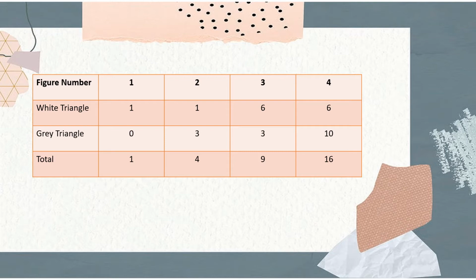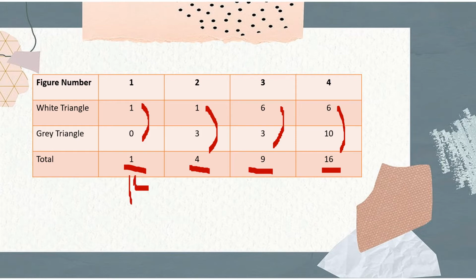So what we do first is we add both the number of white triangles and grey triangles and make a total of it. So 1 plus 0 is equal to 1, 1 plus 3 is equal to 4, 6 plus 3 is equal to 9, and 6 plus 10 is equal to 16. What we notice next is every total number in each figure number is a perfect square. So 1 is equal to 1 to the power of 2, 4 is equal to 2 to the power of 2, 9 is equal to 3 to the power of 2, and 16 is equal to 4 to the power of 2.